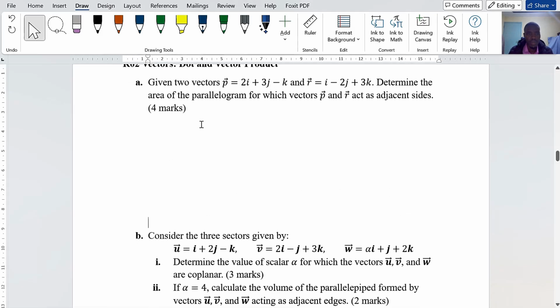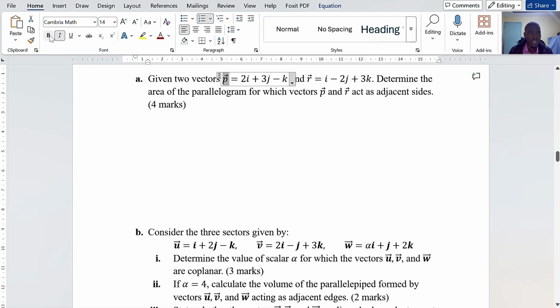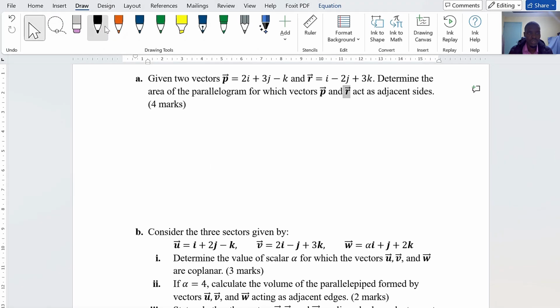Question 1 talks about vector P, so let me just bold it, and vector R. Then we are asked to get the area of the parallelogram formed for which the vectors P and R are adjacent sides. So by definition, we know that. So first let us get our vectors.